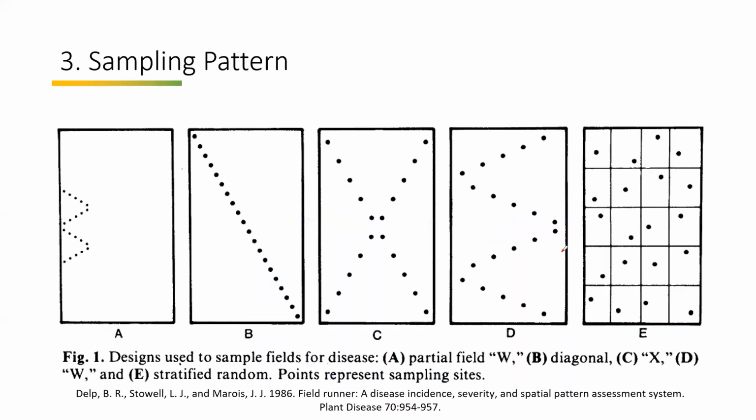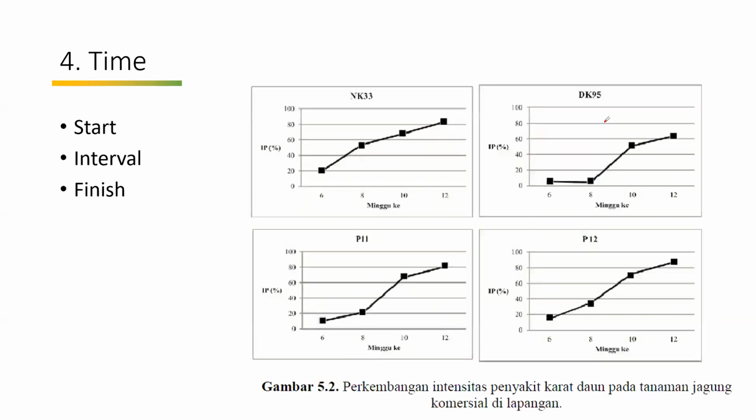After that, we choose the sample pattern. It will be better if we can make a sample pattern that is representative of the area. Yeah, we have to consider the biology of the pathogen, like what we discussed last week. And the last is time. We have to decide when we will start the monitoring, when we will finish it, and the interval.